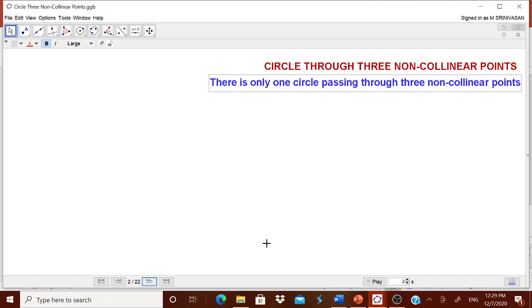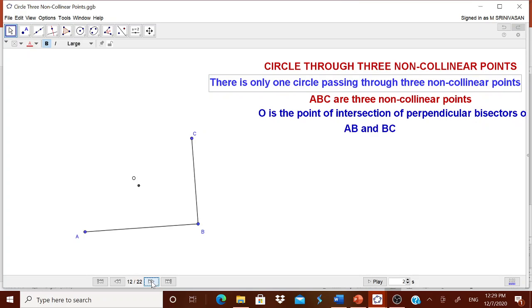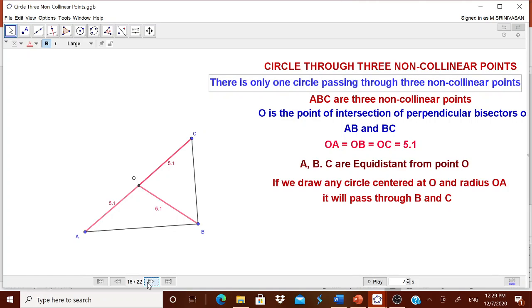We will first declare the theorem. There is only one circle passing through three non-collinear points. We will take three non-collinear points. We will get their perpendicular bisectors, and from the meeting point of the perpendicular bisectors, we will try to measure the distances OA, OB, OC, and they are equal, they are equidistant. We will try to draw one circle centered at O and radius OA, and it will pass through B and C.